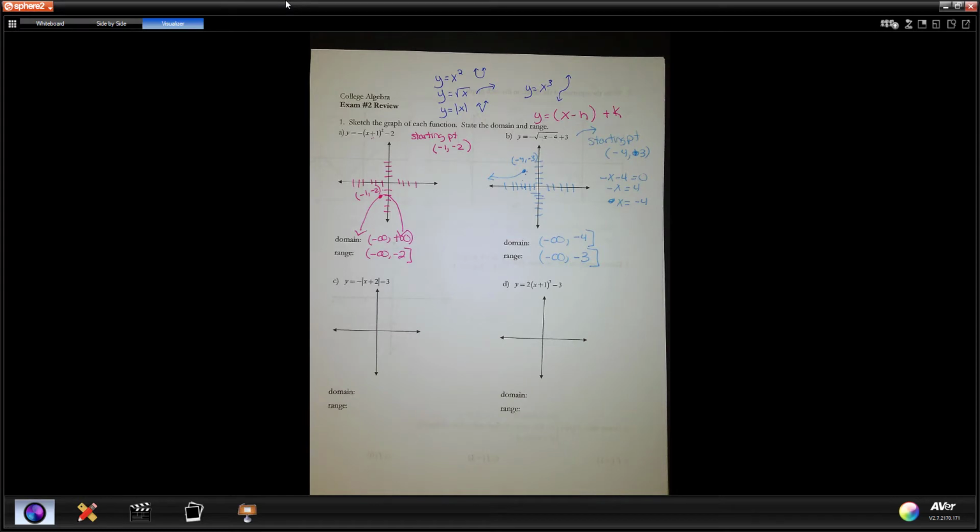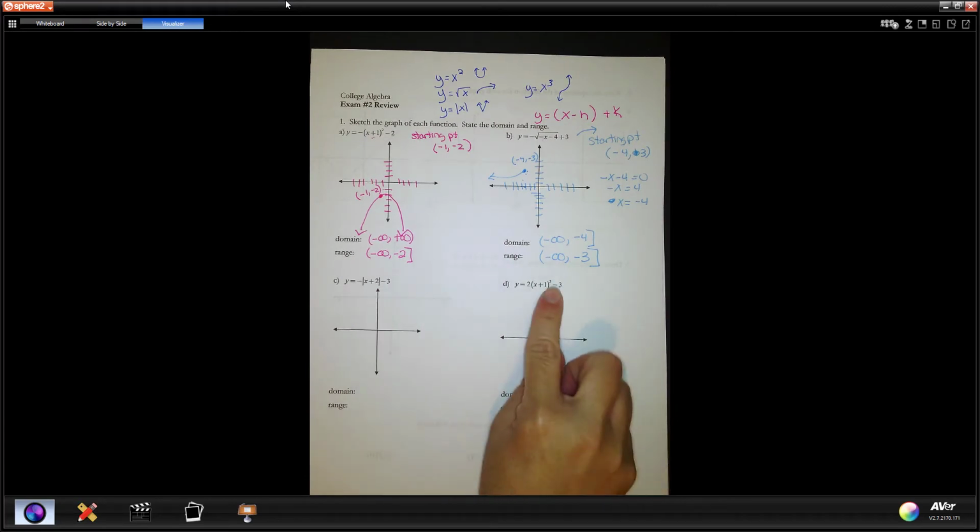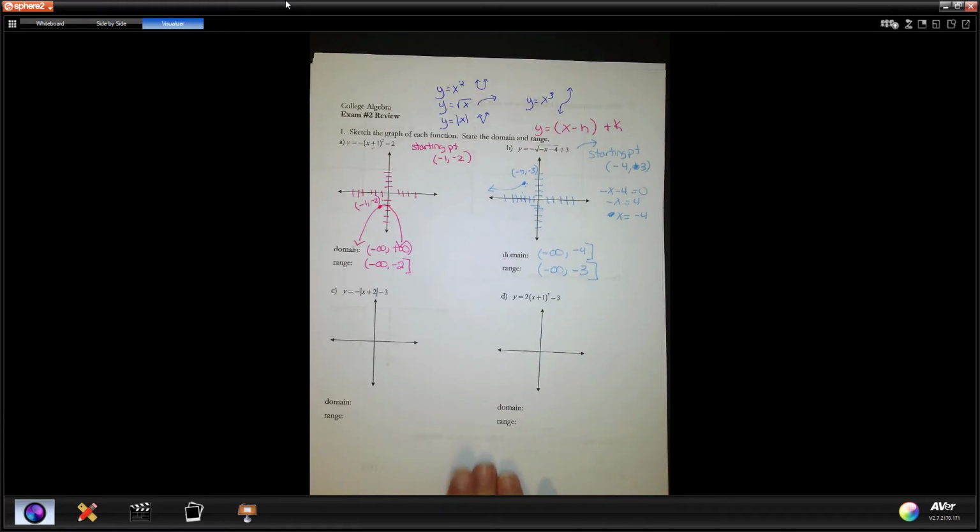Ultimately, the next two are done the same way. We just need to be very cautious of whether it is an absolute value or a cubic. So let's move on. If you wanted to go ahead and do those, you absolutely may.